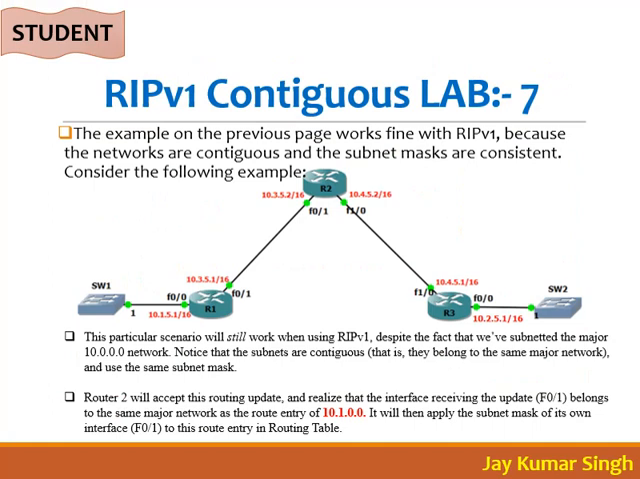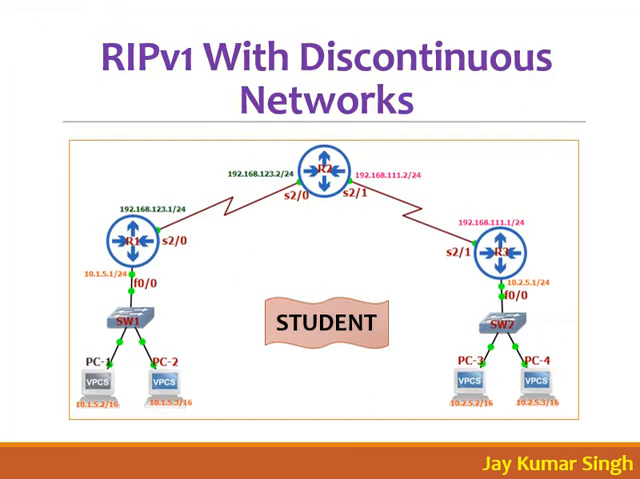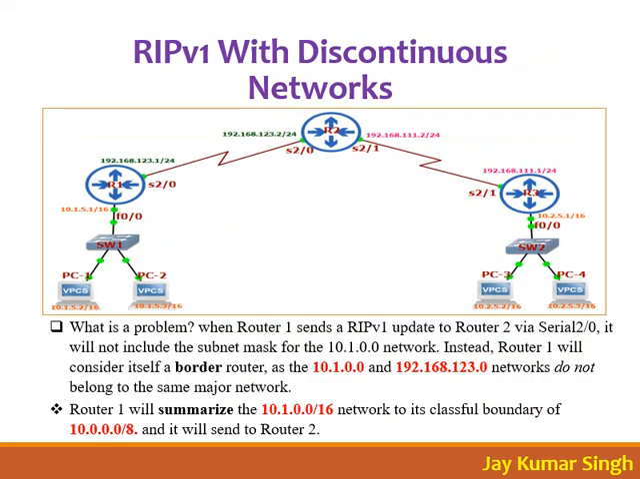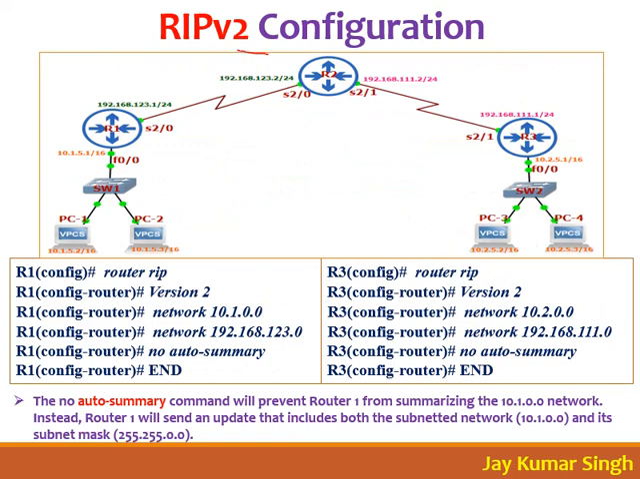See here, I just added this to explain that people say a subnetted network will not work. It will work when it is contiguous, but when it is discontiguous it will not work. And if it is discontiguous, that's why RIP version 2 is required.